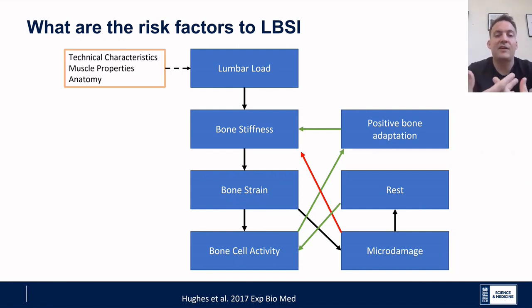To understand the risk factors further, we have to look at what actually contributes to each of these factors independently. So for lumbar load, we know that this is influenced by the technical characteristics a person possesses. So what technique do they bowl with? The muscle properties, so not just the cross-sectional area, but also what's their rate of force development like? How powerful are they? And also the anatomy of the fast bowler. So an example of this is that players who have a more lordotic lumbar spine likely put a greater load on their lumbar spine.